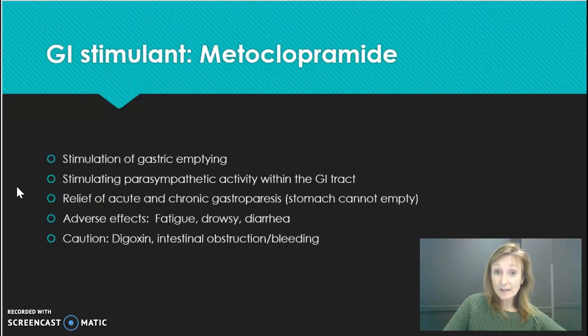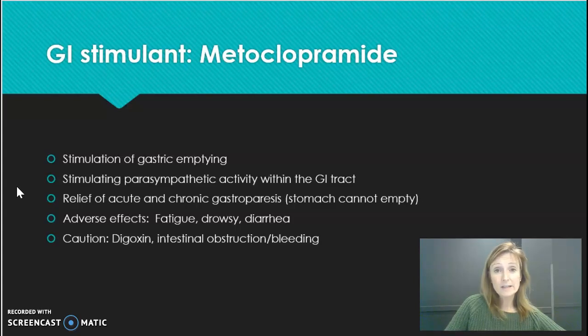So a GI stimulant that we could possibly use for patients would be metoclopramide. And this works differently than those laxatives, where it's actually stimulating the parasympathetic activity within the GI tract. So it stimulates that gastric emptying. So why would we use this? Are we going to be using this in the same way we would use the other ones? Well, we definitely would be using this metoclopramide for patients that have decreased stomach emptying, such as gastroparesis.